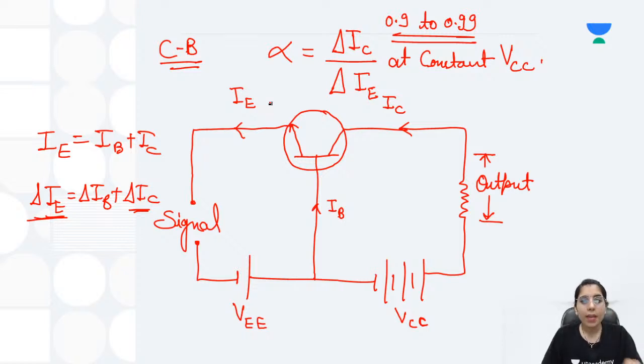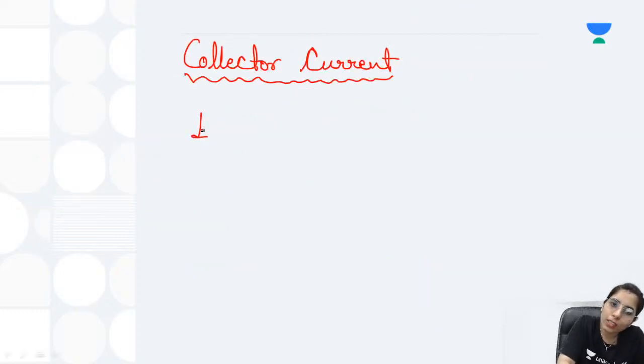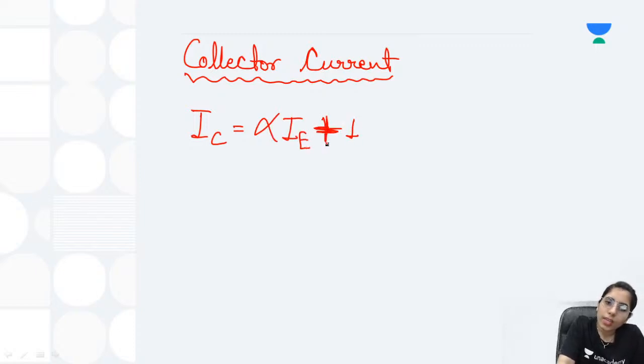But if there is some emitter current, then the collector current you will have is alpha times IE. What is alpha? That is the current amplification factor. So alpha times IE you get when IE is there. When IE is not there on the emitter side, still you are getting some current, you call it I leakage or leakage current. So the collector current is the sum of two currents: alpha IE plus I leakage. You can write either I leakage or ICBO.